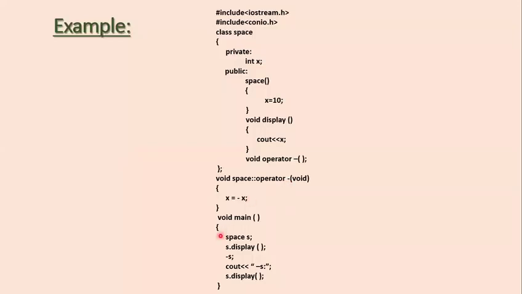Now we are going to create an object for this class space. In the main function, I have created one object S for the space class. After that, S dot display is there, so it is going to display 10 here, because right now the value of X is 10.